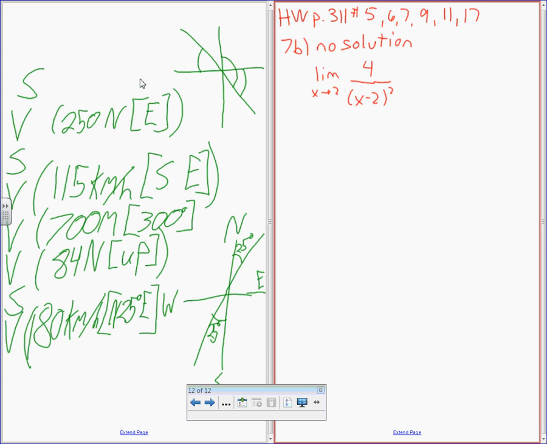I'm not going to get too complicated here. I'm just going to say you can't divide by 0. The graph for this one would look something like this. So there's x equals 2, and 4 over that. Everything positive right now.